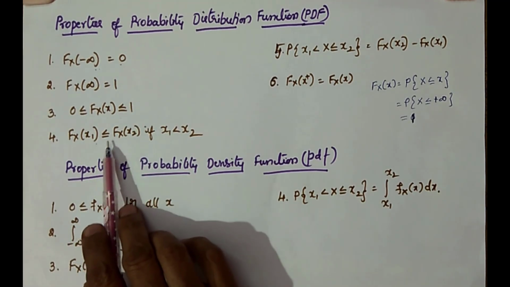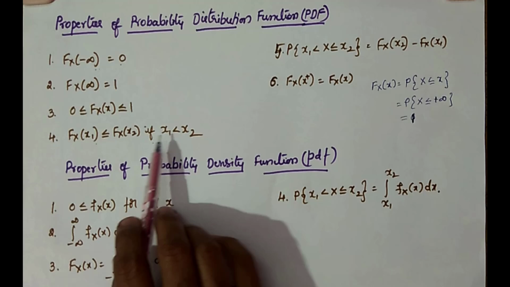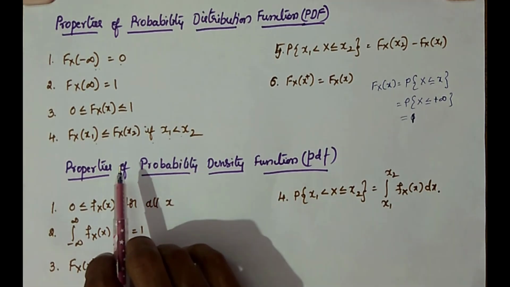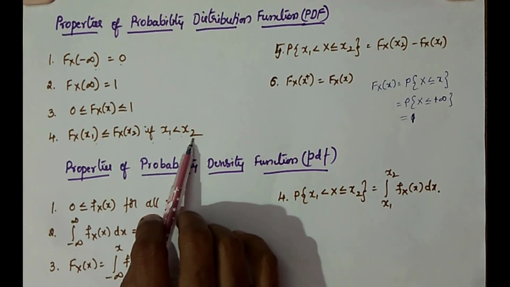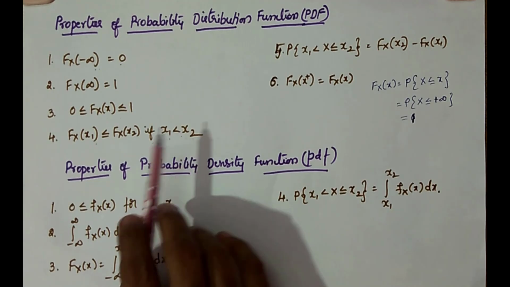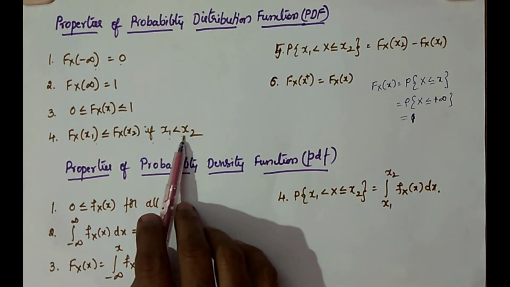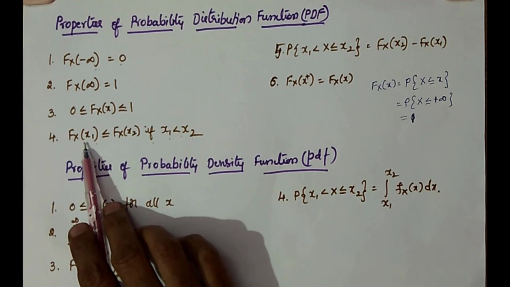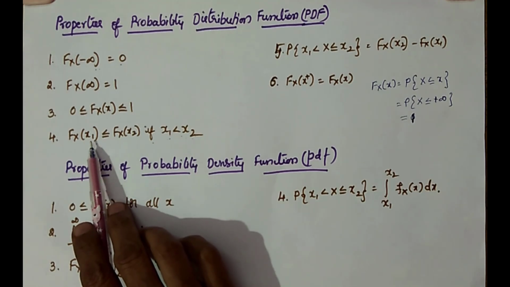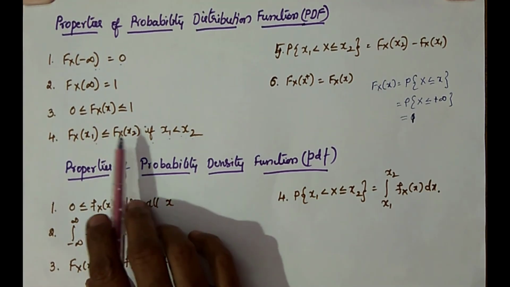And the fourth one: F_X(x1) is less than or equal to F_X(x2) if x1 is less than x2. What are x1 and x2? They are values of the random variable. If x1 is less than x2, automatically the distribution function value at x1 is less than or equal to F_X(x2).